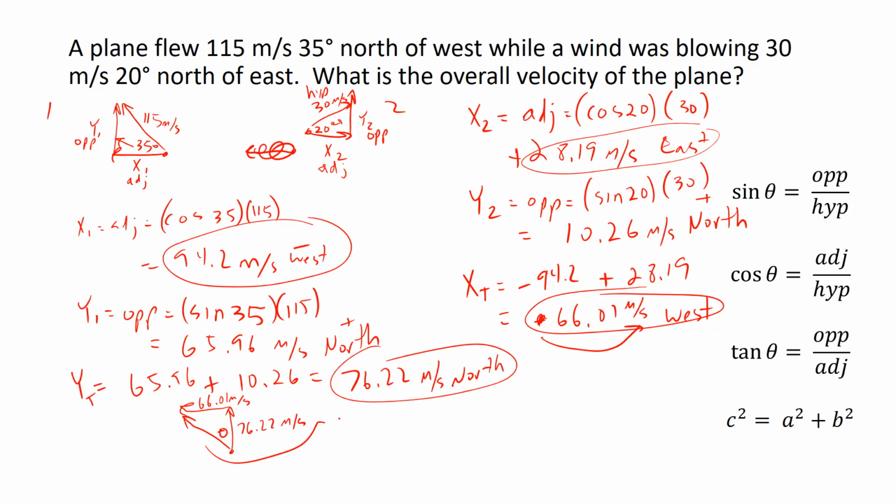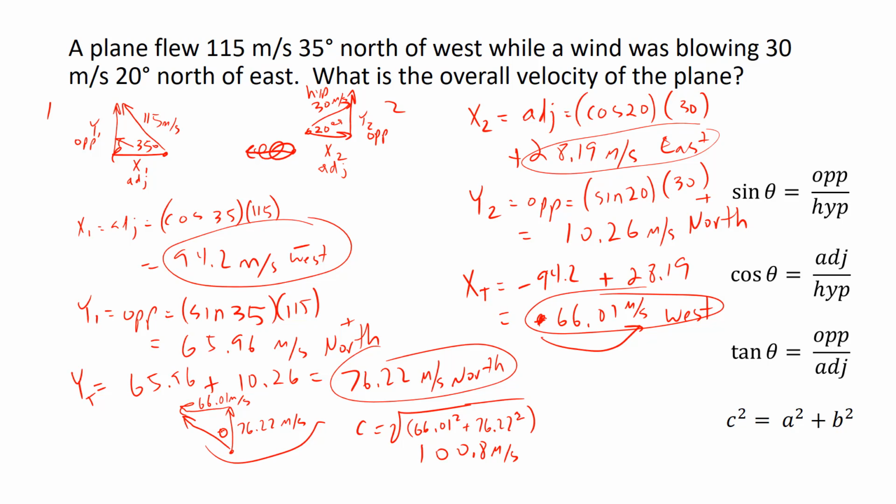So we're going to start off by figuring out our C, our hypotenuse, which is the square root of 66.01 squared plus 76.22 squared. And that's 66.01 squared plus 76.22 squared equals, and we take the square root of that answer, and I have in my calculator that it says 100.8, and that's going to be meters per second.